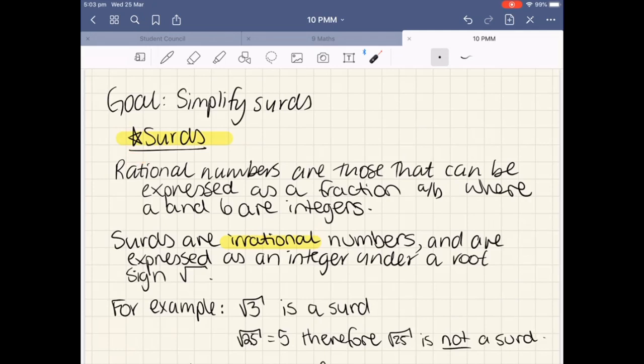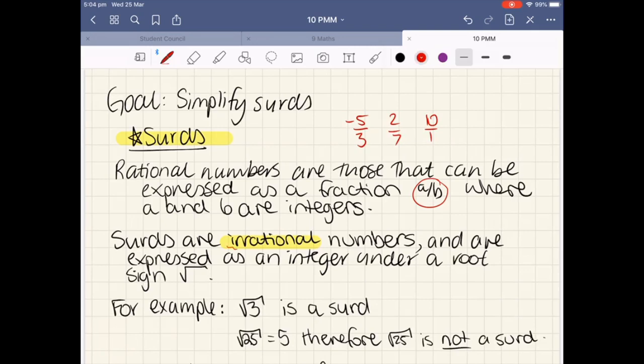To understand a surd, we first need to understand rational numbers. Rational numbers are those that can be expressed as a fraction a on b, where a and b are integers. So let's consider some examples of that. Any two numbers a on b that are integers, such as -5 on 3, 2 on 7, even the number 10, that is a rational number because that's just 10 on 1.